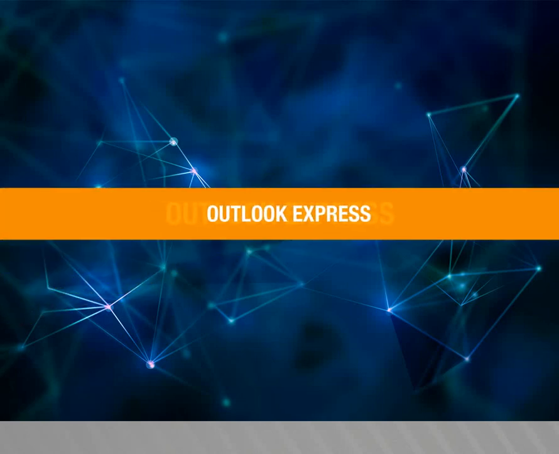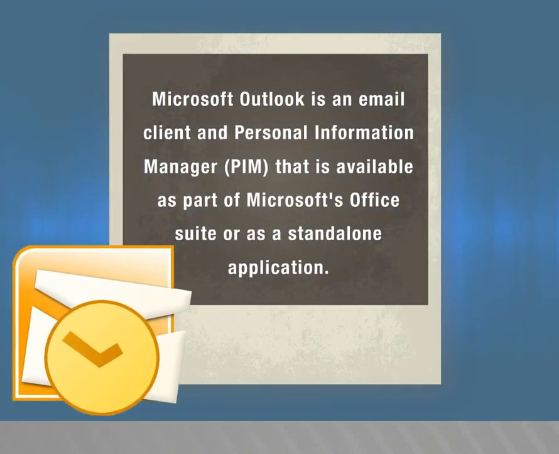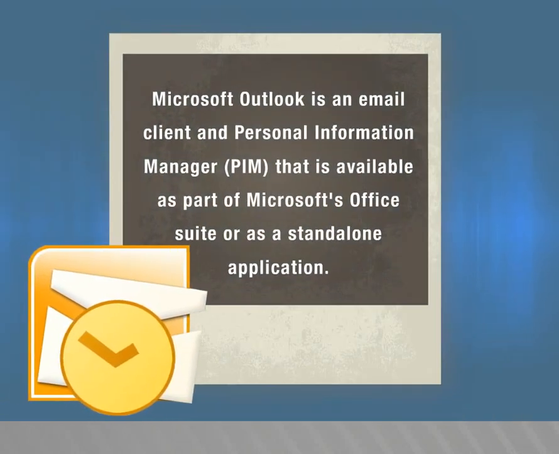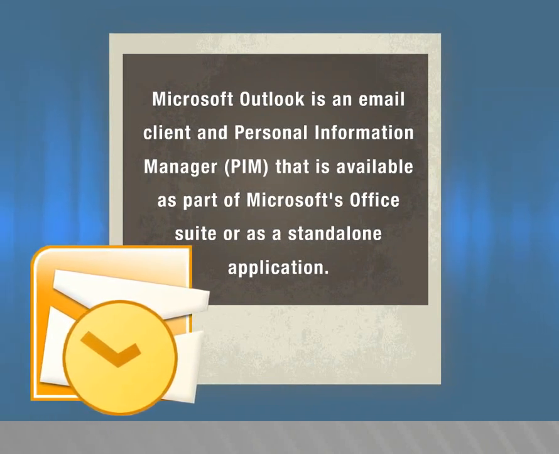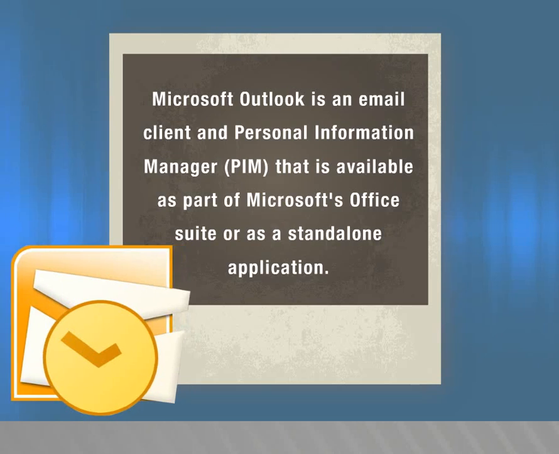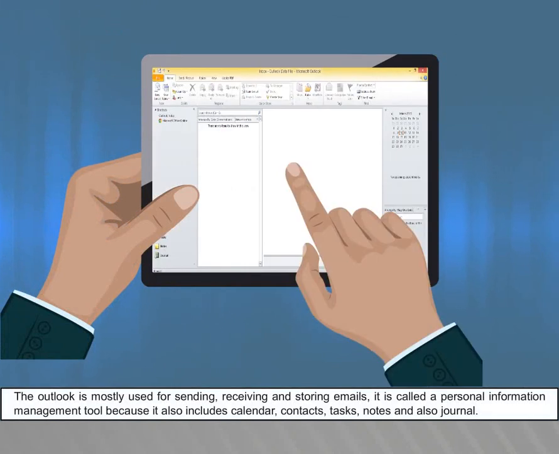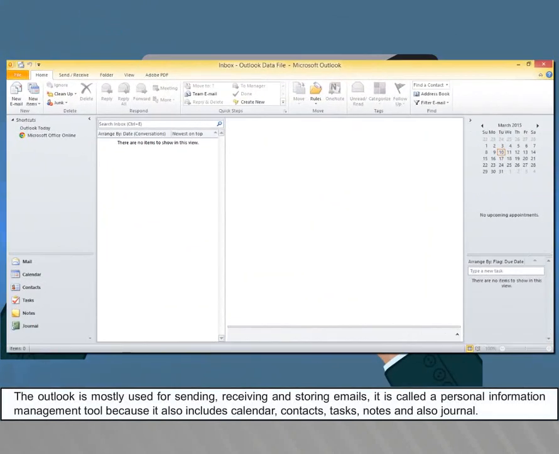Outlook Express. Now let us see the process of Outlook Express. Microsoft Outlook is an email client and personal information manager, that is PIM, that is available as a part of Microsoft Office Suite or as a standalone application. Outlook is mostly used for sending, receiving, and storing emails. It is called a personal information management tool because it also includes calendar, contacts, tasks, notes, and also journal.